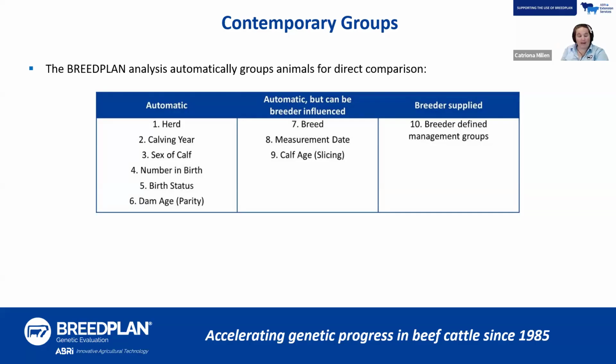Number in birth, so we don't compare twins with singles. Birth status, so natural and AI born calves can be compared head to head, but we don't compare them with the ET calves. Dam age is used for our birth traits, so things like birth weight and calving ease. For everything else, we actually do a dam age adjustment.